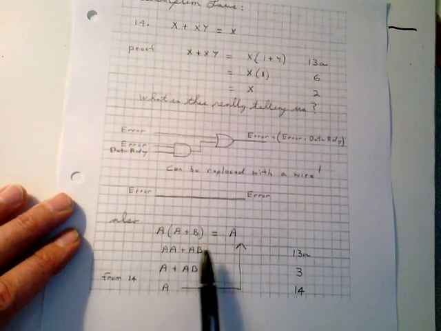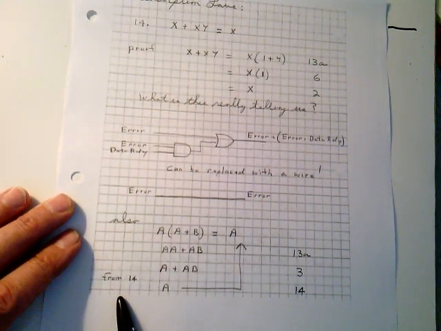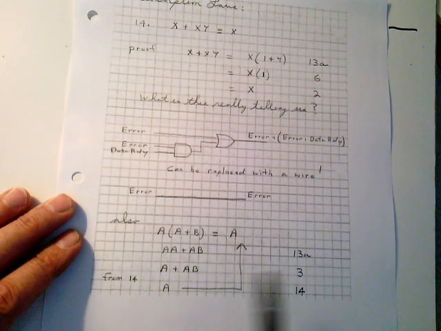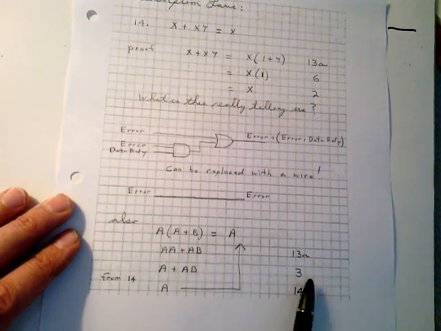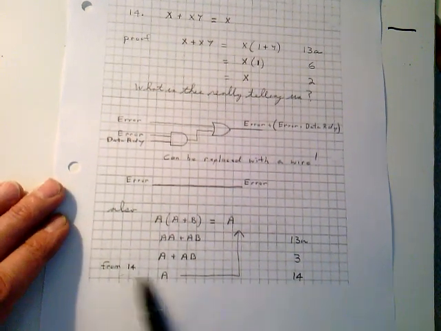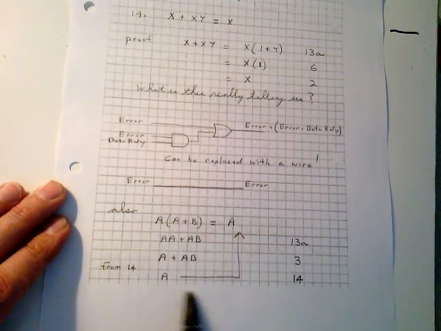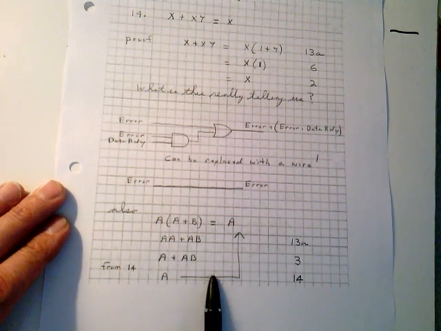And down here also, A and A or B is the same thing as A. And if you follow 13a, you get here. Theorem 3 gives you this, and 14 gives you just A. So again, this is a reduction technique that you'll use.